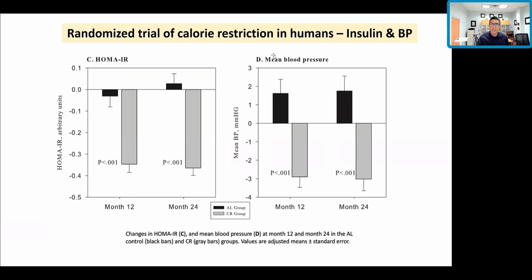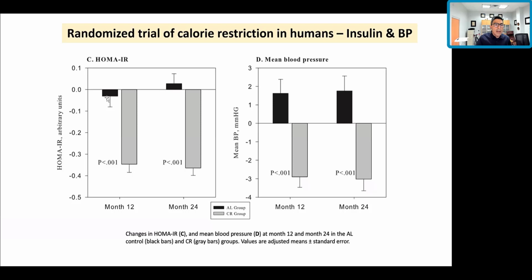Now, we already know that insulin is a surrogate marker of health. Less insulin, more effective insulin working, the better the health is. And HOMA-IR is a marker of how well your insulin is working. Lower is better. So the HOMA-IR fell in these humans that were calorie restricted compared to not calorie restricted at both 12 and 24 months. Their blood pressure declined significantly, which is another marker of health.